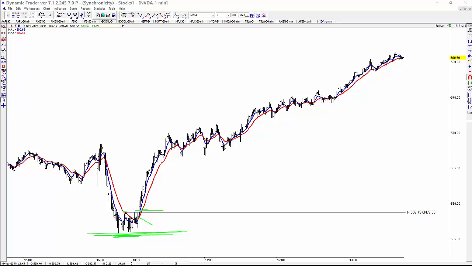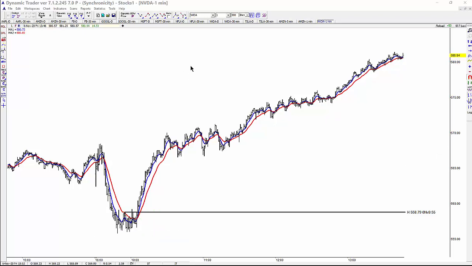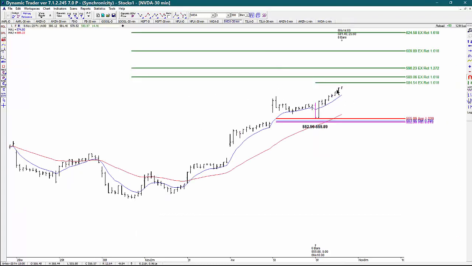All you need to do on the way up is trail up stops, especially as you get up into extensions of prior swings, because we did already meet the 1272 extension. The next extension target's 584.54, and then just keep on trailing up stops until the market kicks you out.